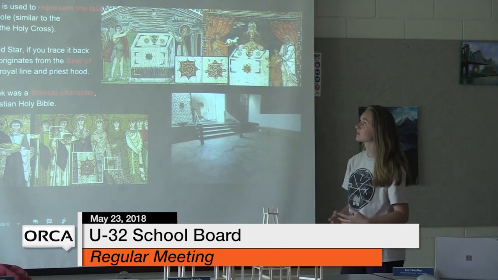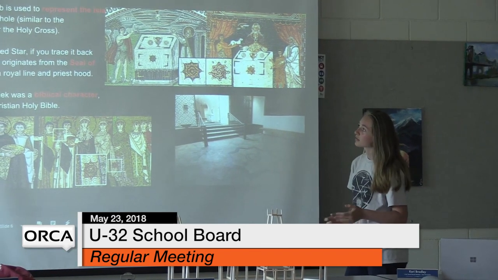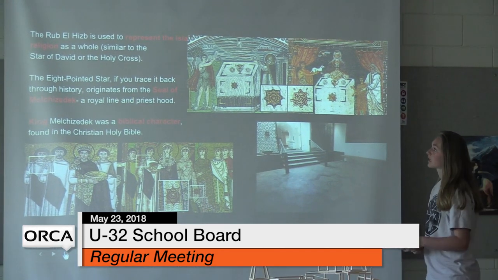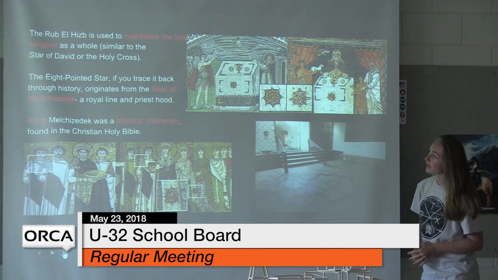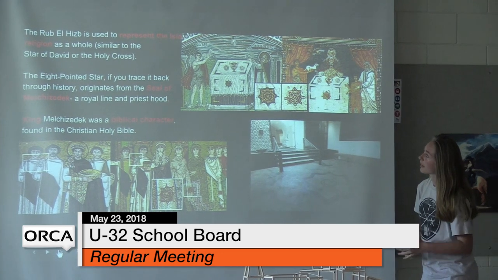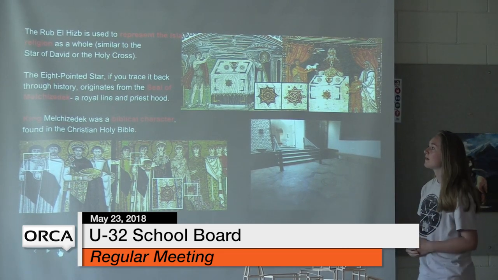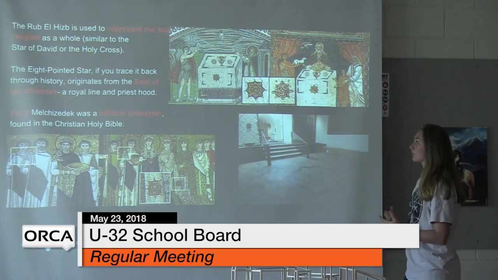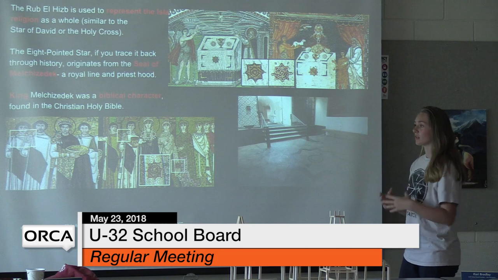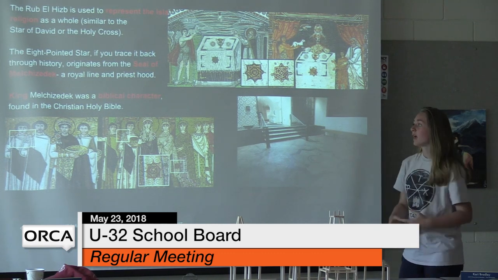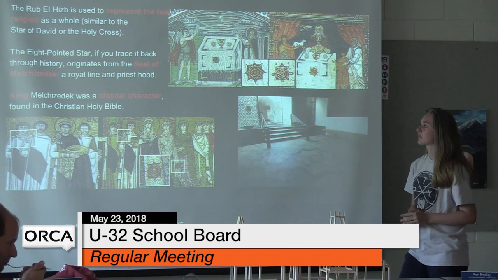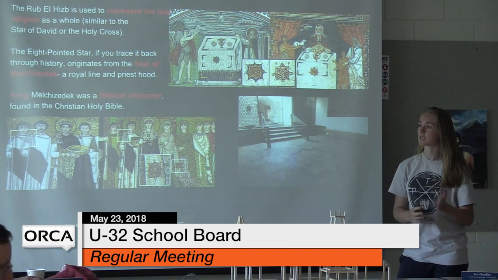The Rub al-Hizb is used to represent the Islamic religion as a whole, similar to the Star of David for Judaism or the Holy Cross for Christianity. If you trace the 8-pointed star back through history, it originates from the seal of Melchizedek, a royal line in priesthood found in both the Christian Bible and the Torah. King Melchizedek was a biblical character, the king of Salem.